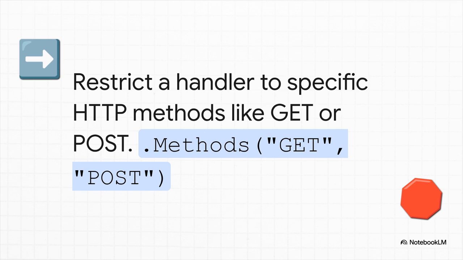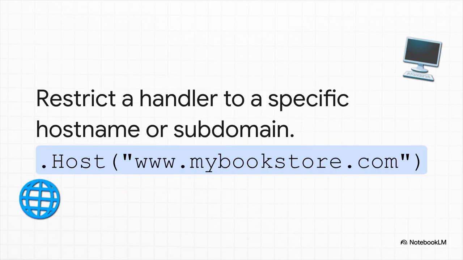It lets you ensure one function handles GET requests while a completely different one handles POST requests to the very same path. Well, what about this? What if you need to handle traffic differently based on the domain? With .Host, you can route requests for api.mybookstore.com to one set of handlers and requests for www.mybookstore.com to a totally different set, all from within the same application.